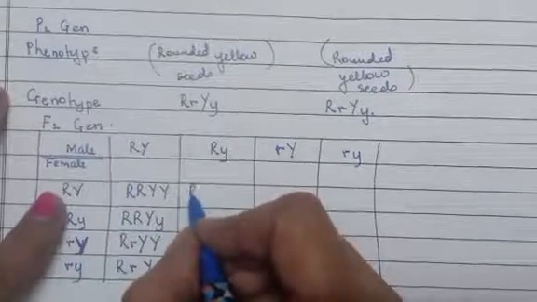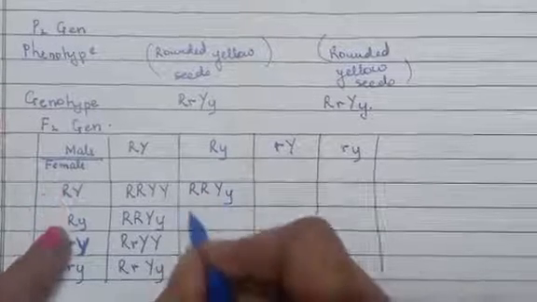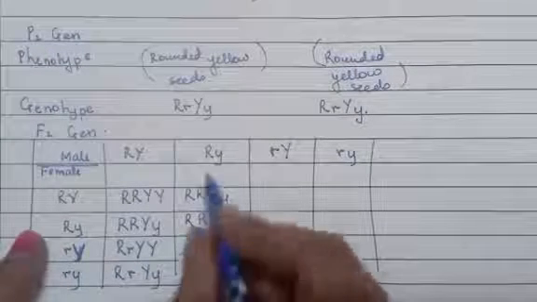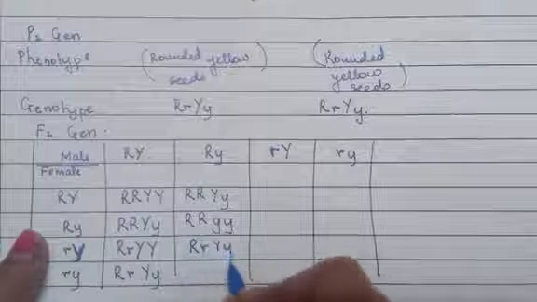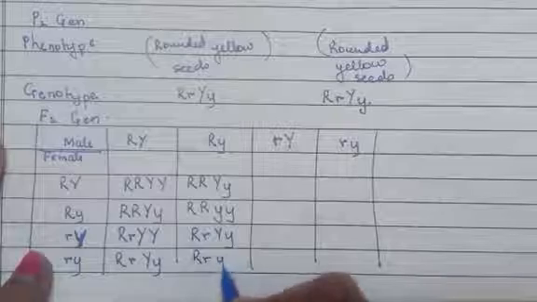The second table, just combine these 2. So capital R, capital Y, small y. Now here also capital R, small y. So here these 2, capital R, capital Y, small y. And these 2 now, capital R, small y. So this is my second table.